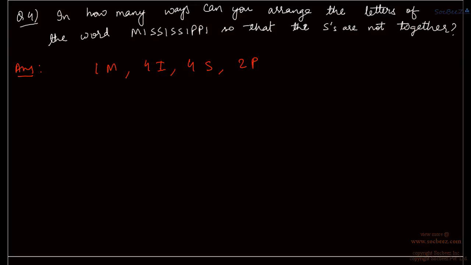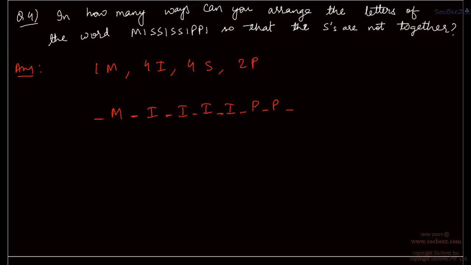Now, since S's cannot be together, let us first consider the other letters. So there is one M, there are 4 I's. I intentionally give a lot of gap between these letters. You will see the reason for that. So these are the 7 different possible letters. And now, let me put some blanks here. So there are these 7 letters, and there are these 8 blanks adjacent to them.